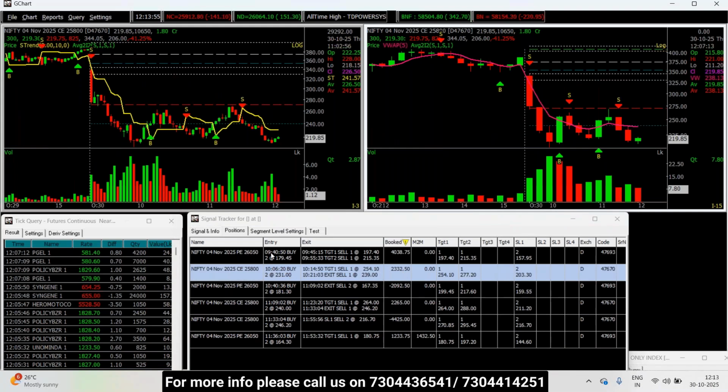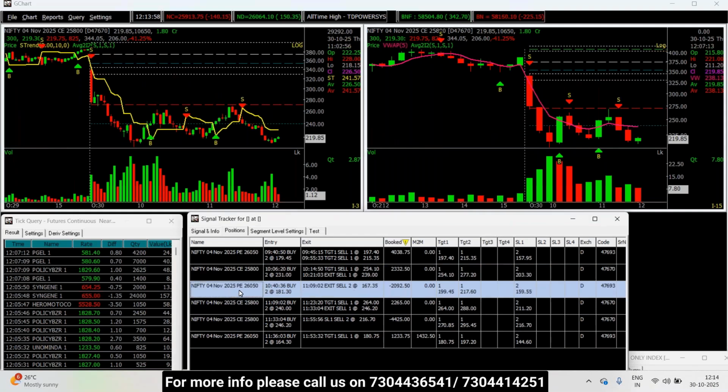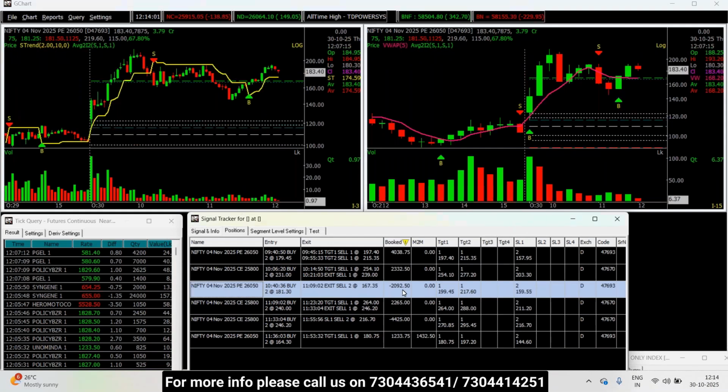So it's not only about the profits, we can see loss as well. In the next one, we are seeing again minus 2,000, it's a loss. For example, it got a buy signal at 10:40 for 181 rupees. After that, the market went sideways, the stop loss got hit and it sold at 167 rupees. So we got minus 2,000.